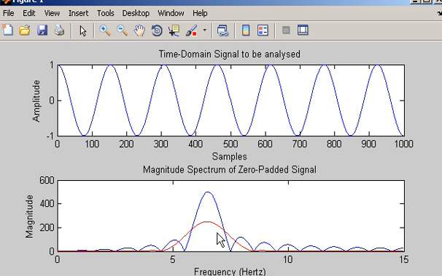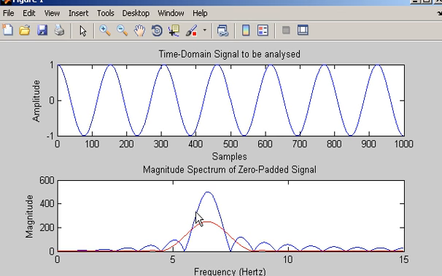Now, the reason why I'm saying the original, the blue magnitude spectrum, hasn't had a window explicitly applied is because implicitly there's been a rectangular window applied.